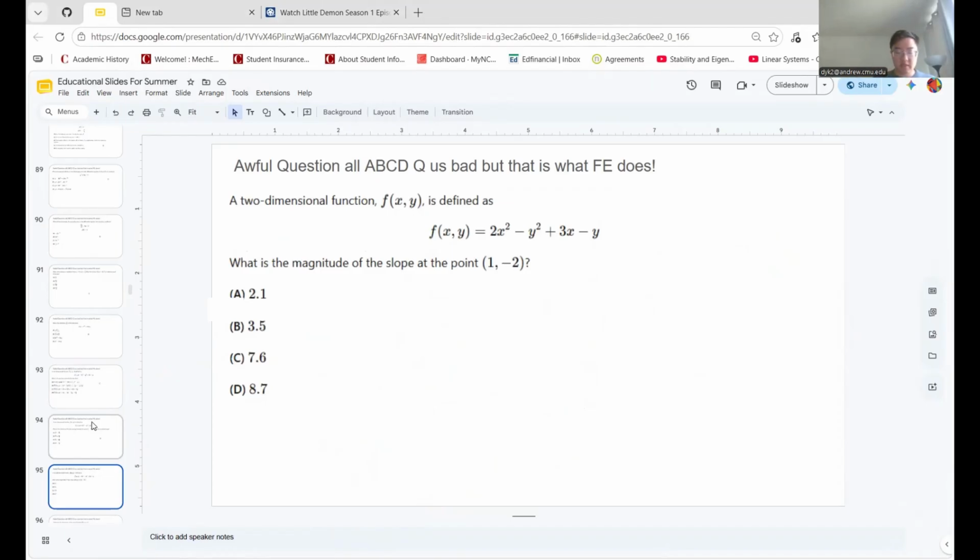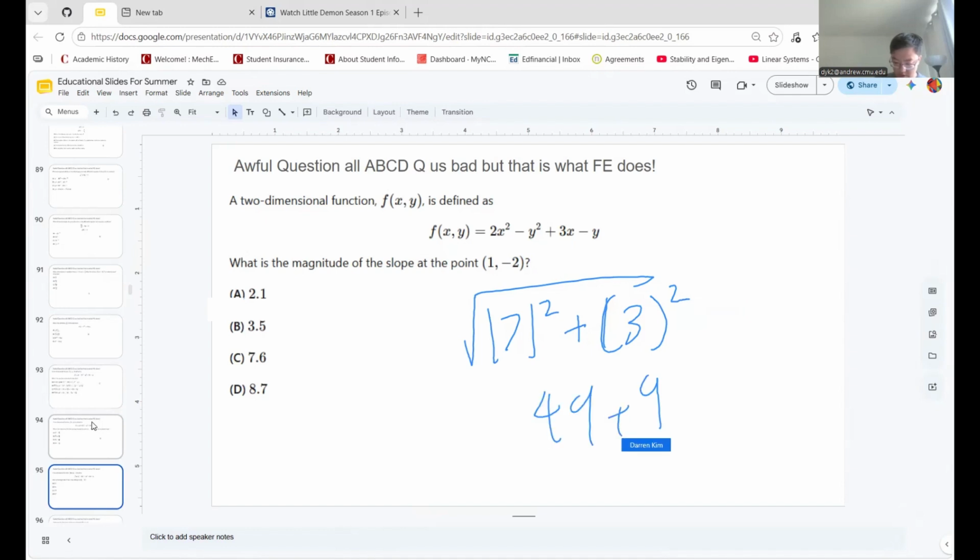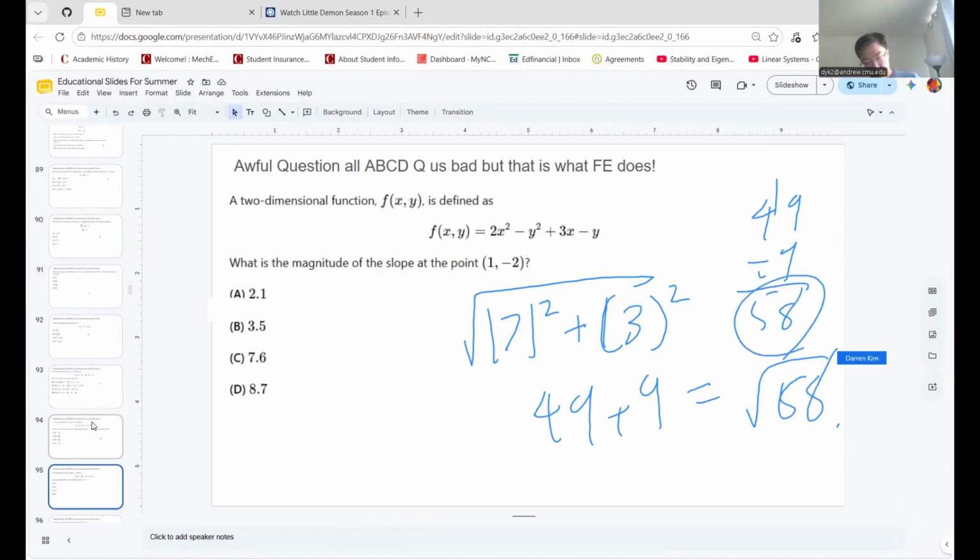Next one, what is the magnitude of the greatest slope? It's just the magnitude of whatever we found. So 7 squared plus 3 squared. 49 plus 9 equals 58, and then the square root of 58. Okay, grab your calculator on this one because you're not solving it by hand in estimation mode. 7.6, so D.